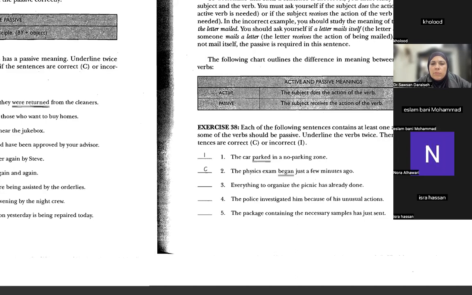لكن الفعل غلط. Everything to organize the picnic has already, طبعا هاي, done. Dr. خلود, yes, you are right. انتي حليتي، has already been done, like you said, correct. So it's incorrect. هاي incorrect, خطأ. Yes, incorrect. بس السبجكت مش كلمة واحدة, لاحظوا.